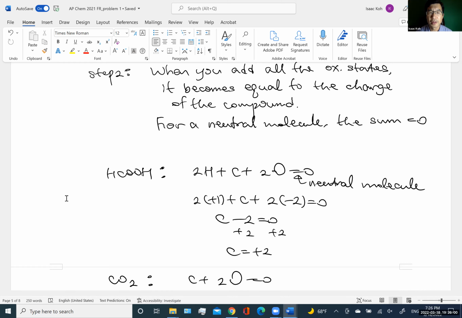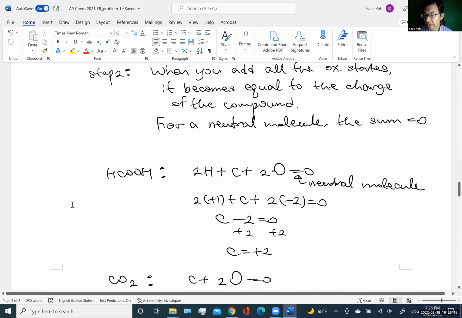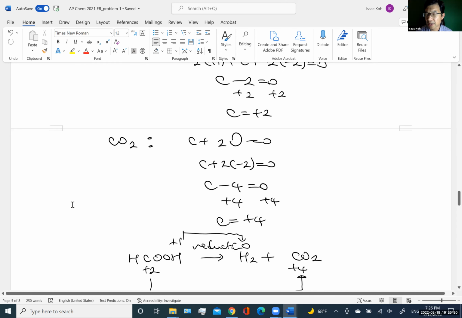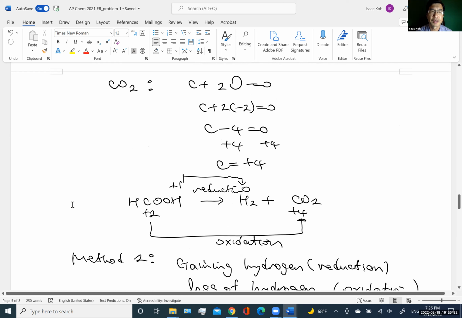So 2 times 1, C is unknown, and 2 times -2 must be 0. So 2 plus C minus 4 equals 0. C minus 2 equals 0. Let's add 2 on both sides, and C equals +2. So we find out the oxidation state of carbon in methanoic acid is +2. Let's think about carbon dioxide. Carbon plus 2 of the oxygen is 0. Carbon dioxide again is a neutral molecule.